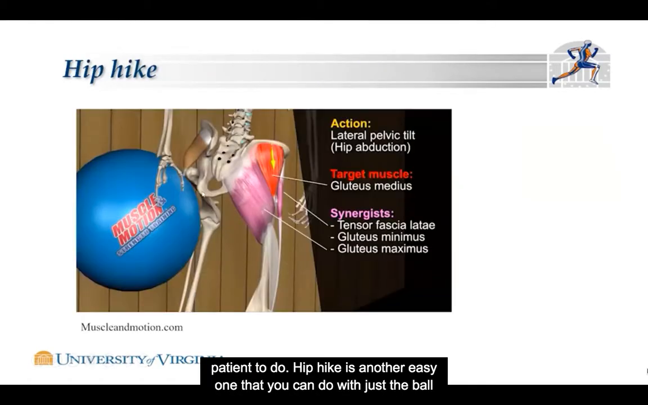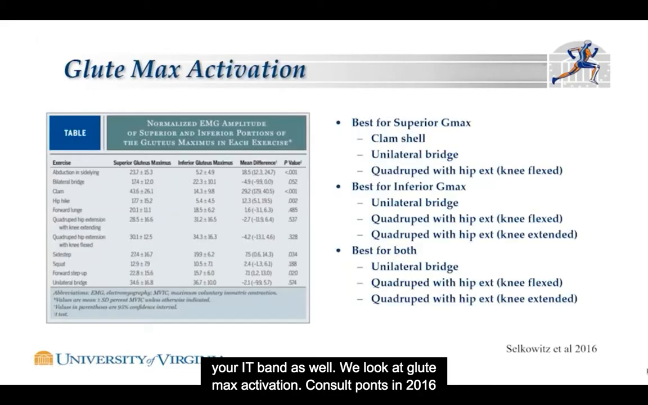Hip hike is another easy one that you can do with just the ball against the wall here. You can see where your targeted muscles are. You can see the line of pull from that glute is right with your IT band as well. We look at glute max activation from Sulkowitz.